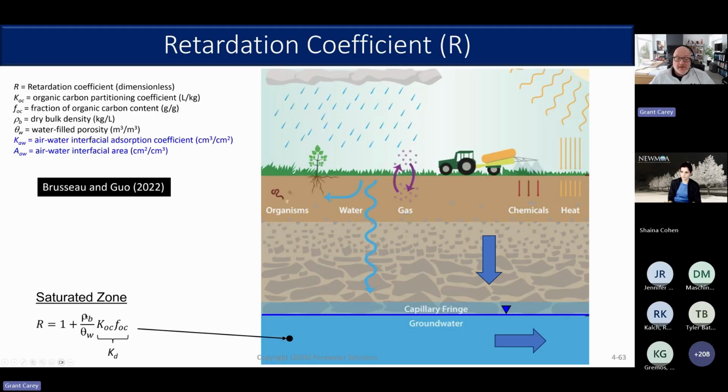So when we calculate the retardation factor below the water table, it's pretty simple. It really just involves Kd, that linear isotherm, the product of Koc and fraction of organic carbon, foc. But above the water table, now we've got an extra term. Now we have the absorption coefficient for PFAS, and the area of the air-water interface divided by the water porosity. So that's an extra term that for some PFAS can be quite significant. And this comes into play when we ask the question, can we use SPLP leachate concentrations to approximate pore water concentrations? We'll show you how that played out with data from Ellsworth.